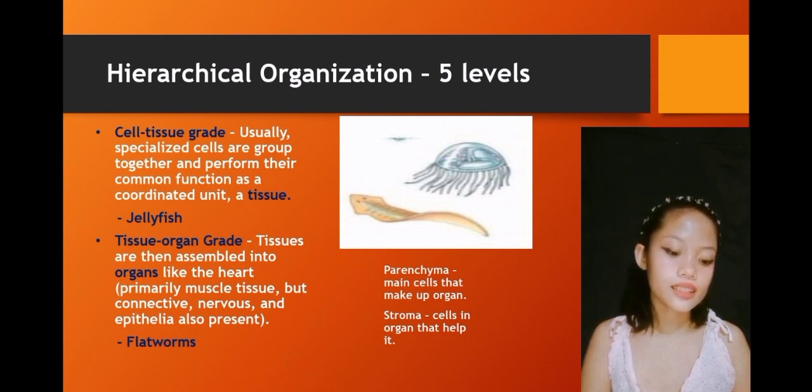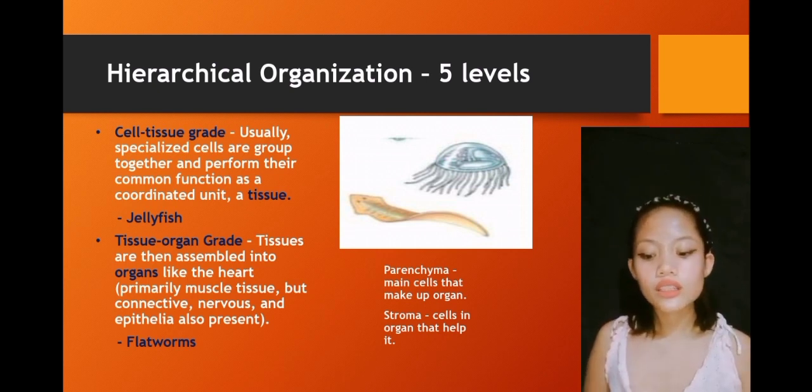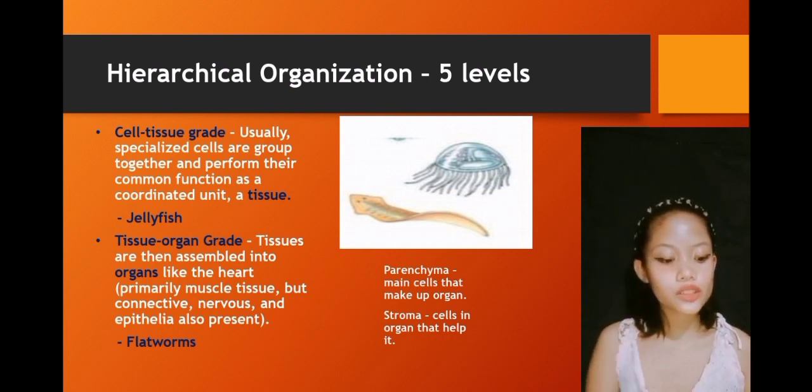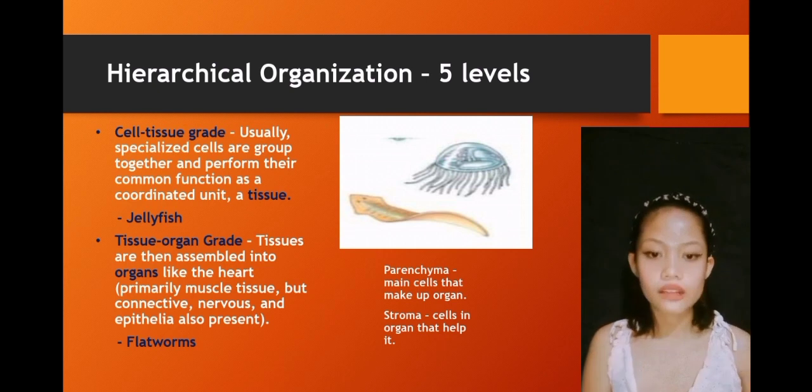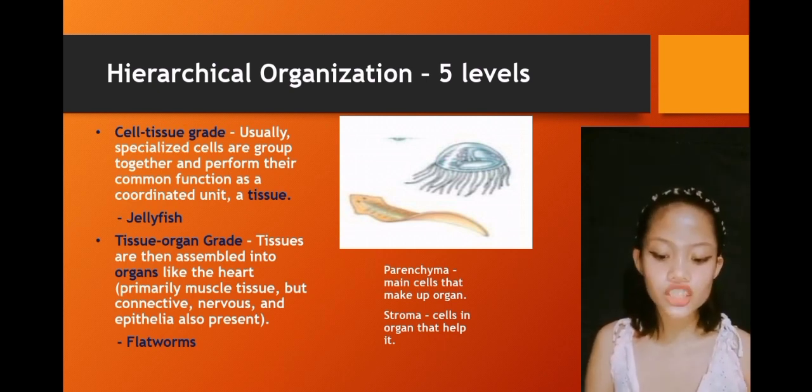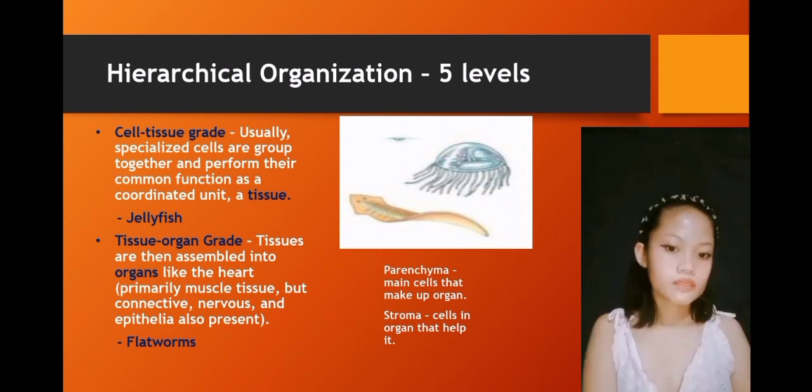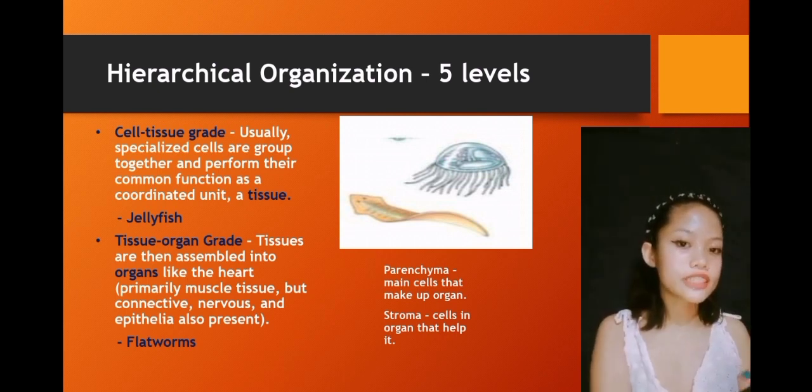Usually specialized cells are grouped together and perform their common function as a coordinated unit, a tissue. So, in the cell tissue grid of organization, the cells begin to function in a unified way to accomplish a task. Synergy is usually considered to be at this level of organization and makes them more advanced than the porifera. An example of the cell tissue grid is the jellyfish. And the next is the tissue organ grid.